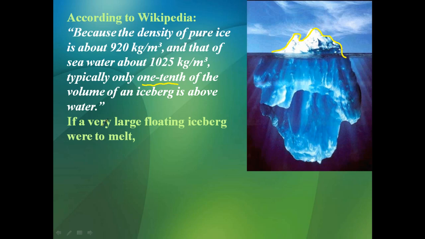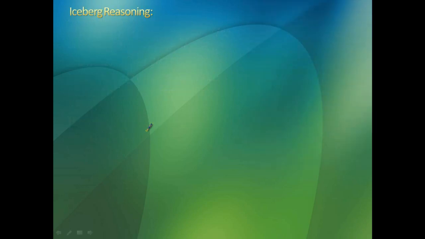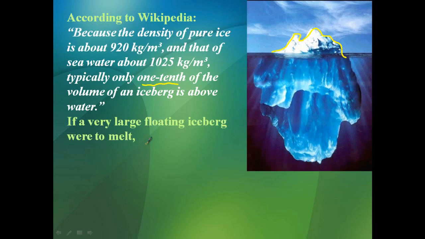So if a very large floating iceberg were to melt, it's not going to change the level of the water of the ocean. Like the ocean's not going to rise if that iceberg melts, because that iceberg's already displacing water. It's already pushing water upwards. So if it melts, it's just going to stay the same height.